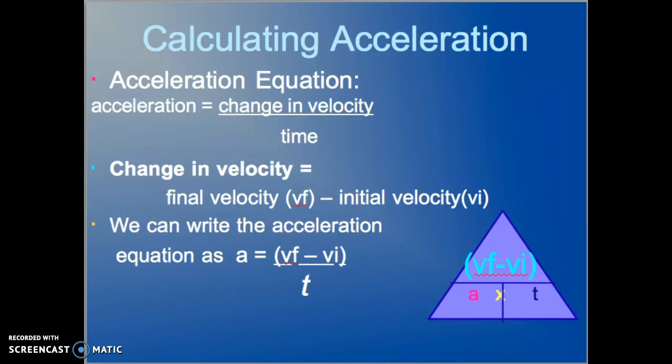Now it's important to keep your vf and your vi straight, because if you are speeding up, your vf will be larger than your vi and a will be a positive value. If you're slowing down, your vf will be smaller than your vi and you'll have a negative value. So it's okay to get a negative value for your acceleration. It just means that whatever the object is, it's slowing down.